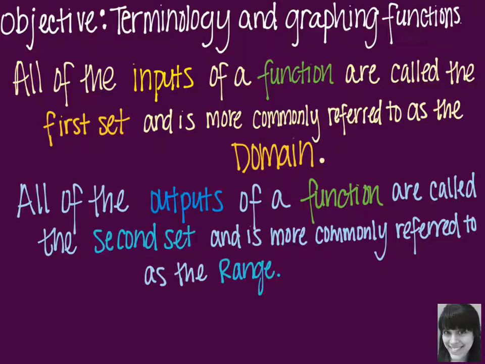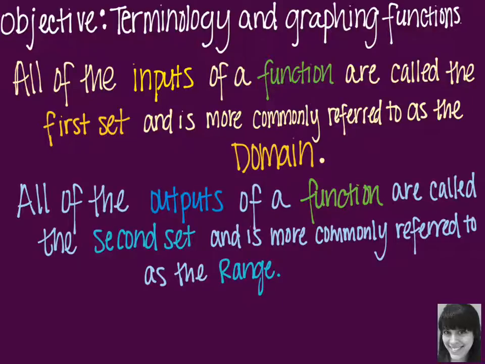Now, all of the inputs of a function are called the first set, and we more commonly refer to this as the domain. So the inputs are the x, you put it into some function, some machine, and all of those inputs are called the first set. When we're talking about graphs and everything, we talk about the domain. We don't call it the first set, but your book does. Okay? All of the inputs for a function are called the first set, and we also call it a domain.